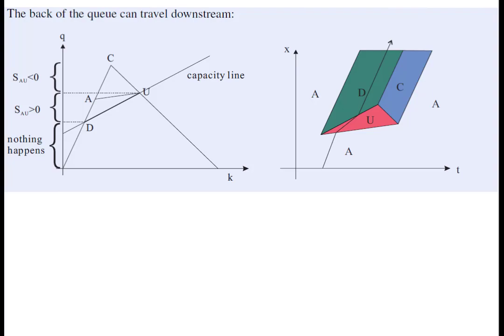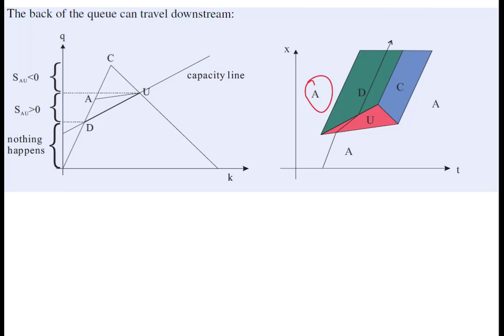When you have moving bottlenecks, something curious happens: the back of the queue, which we're used to traveling upstream, can sometimes travel downstream, and it depends on the ambient traffic state. By ambient, I mean traffic state A, the state that you start with.